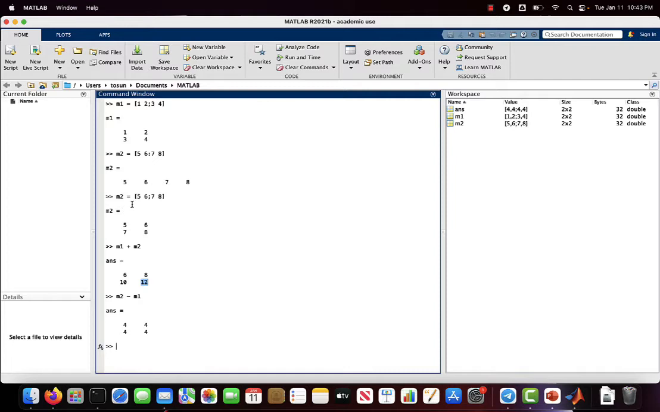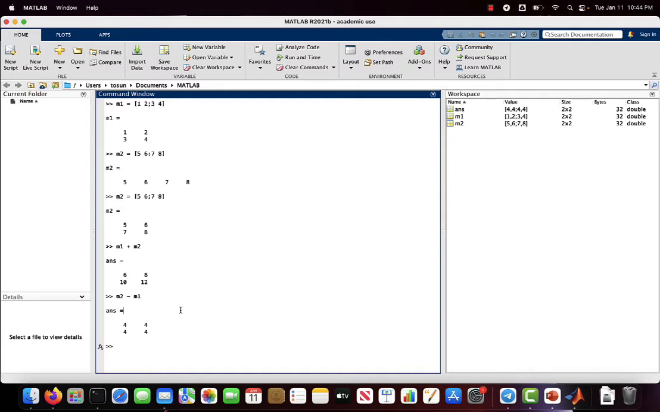Here, 8 minus 4 is equal to 4. 6 minus 2 is equal to 4. 7 minus 3 is equal to 4. And finally, 5 minus 1 is equal to 4.